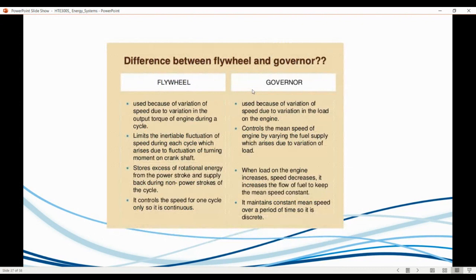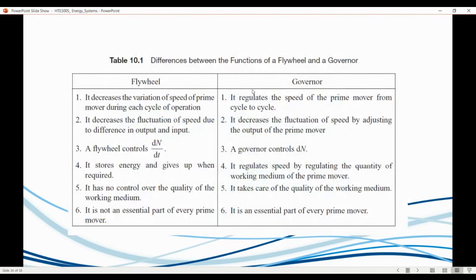More examples, same thing. It's all the same stuff. You can have a look there. Flywheel contains change in speed over time. Governor just controls the change in speed. Governor is an essential part of every prime mover, where it's not on the other side. The flywheel stores energy and gives it up when required, whereas a governor doesn't do things like that. It just regulates the speed by regulating the quantity of working medium or fluid. So basically regulating the fuel supply. So add more fuel, more load, so forth, so forth.